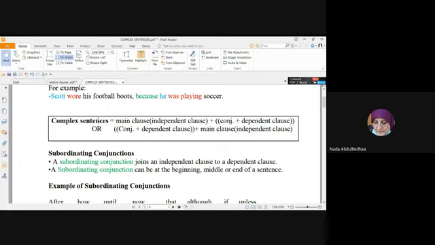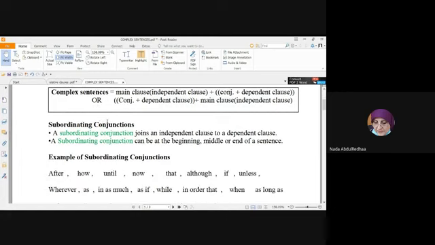Now, what are subordinating conjunctions? Their job is to join an independent clause to a dependent one. They can be at the beginning or in the middle, and some of them could be at the end. We don't have them right now, but later on when we discuss the other types of clauses included within complex sentences, you will see that there are examples where we can find the conjunction word at the end of the sentence.